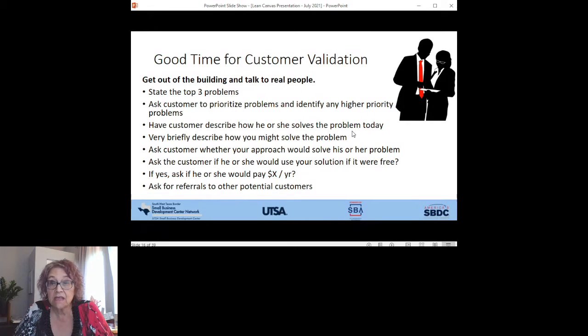If they say yes, move on and say, if you think it would solve your problem, would you use it if it were free? If I didn't charge you anything for this, would you use it? And then if they say yes, then ask them if they would pay a certain amount per year. And hopefully you've done some research to determine what you think you can charge for this. If they say yes to that, then you're on your way.